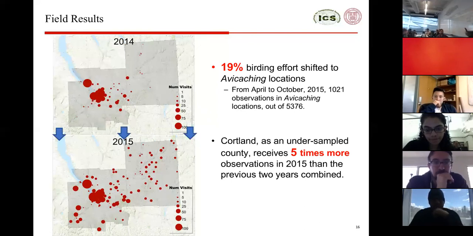Now, we can look at the figures. Here, I'm basically showing you where the observations are in these 2 counties prior to and after the Avicaching game. So in 2014, this is prior to the Avicaching game.